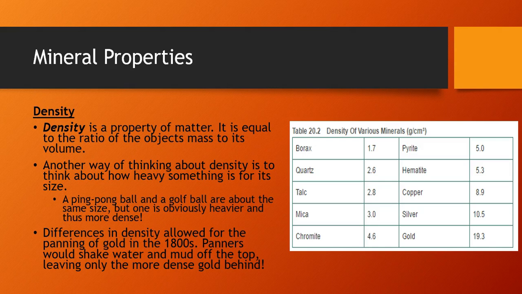As we were talking about earlier, iron's more dense than things like silicon and oxygen, so that's why that iron sank down to the center of the earth. This is what allowed for gold miners in the 1800s to pan for gold. If you sift through dirt and water, heavier elements like gold will fall to the bottom. And so over here you can just see a table that shows the density of just some various minerals. Gold and silver being relatively dense, things like borax and quartz being relatively not so dense.